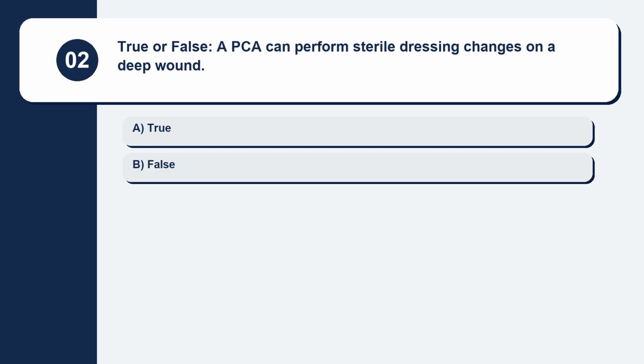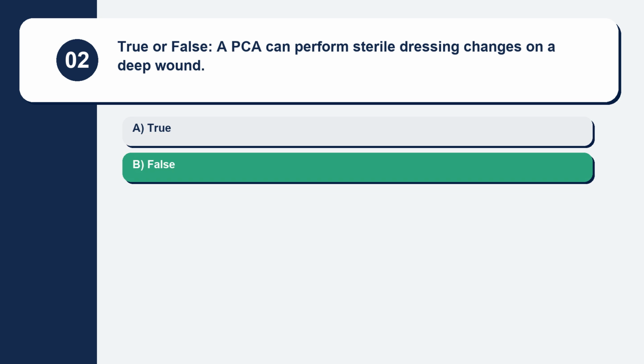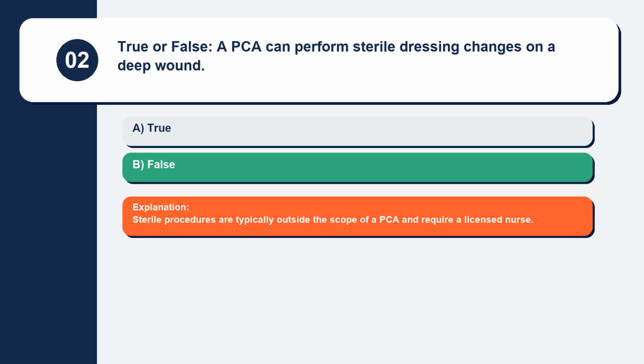Question 2. True or false, a PCA can perform sterile dressing changes on a deep wound? True. False. Sterile procedures are typically outside the scope of a PCA and require a licensed nurse.